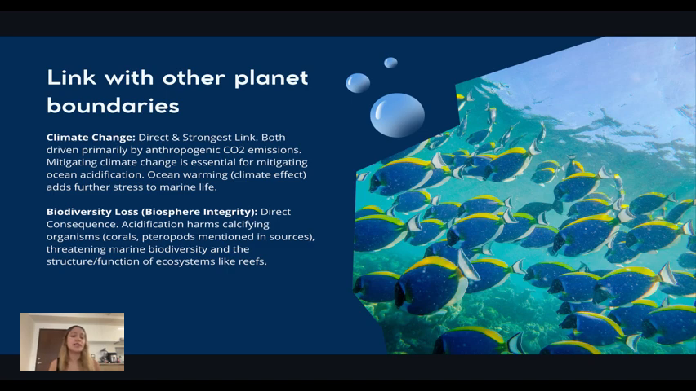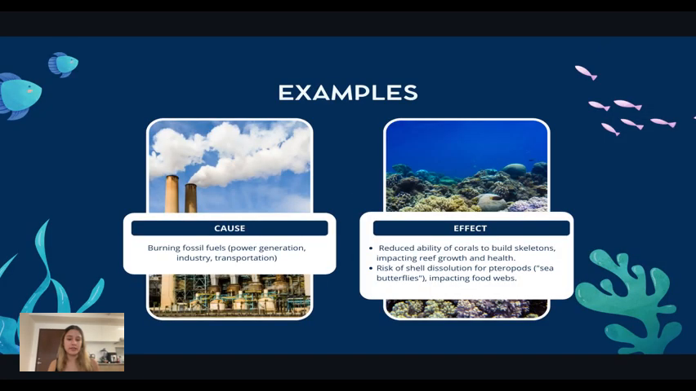And the second one is biodiversity loss. As I was telling you, it has direct consequences because it harms calcifying organisms like coccolithophores, pteropods, and everything I mentioned before. It affects the structure and the function of ecosystems like reefs.